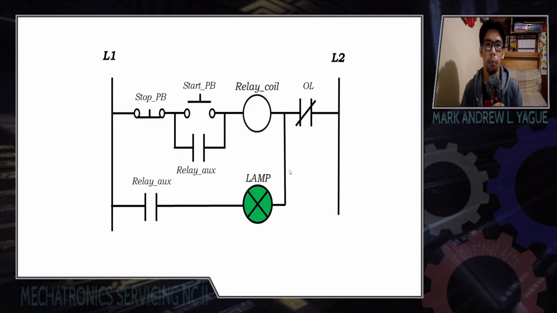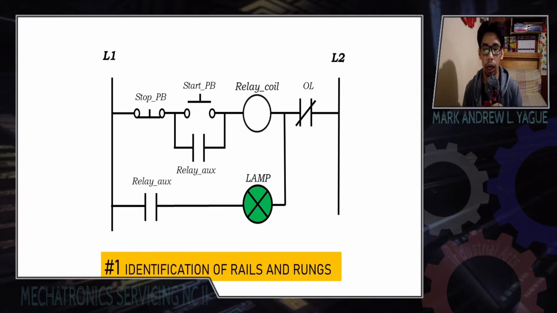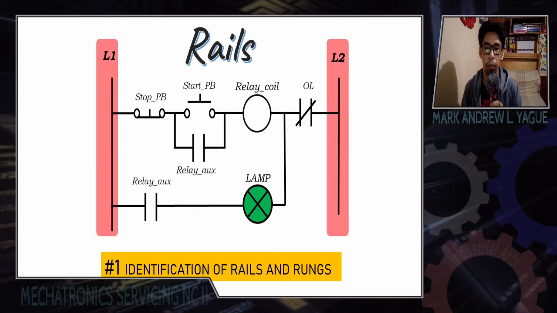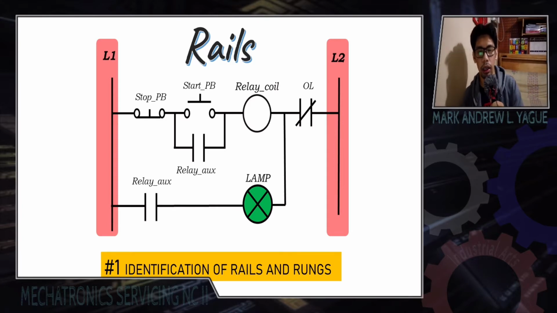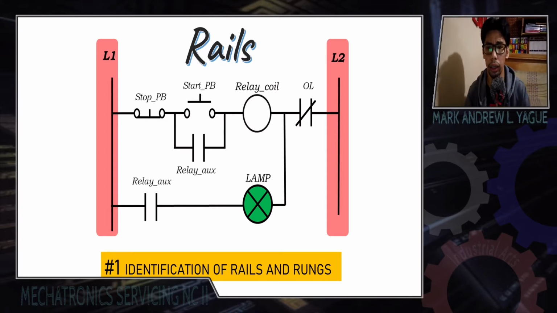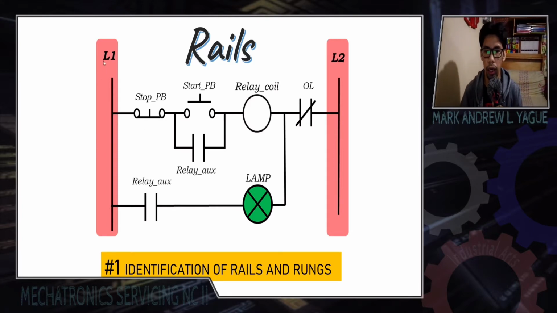Number 1, we need to identify the rails and rungs of the ladder diagram. Ano ba tong mga to? Una-una sa lahat, we have rails. These are vertical lines that represents the supply voltage, mapa AC, alternating current, or DC supply. So, ito yung nasa screen natin. We have line 1 and line 2.